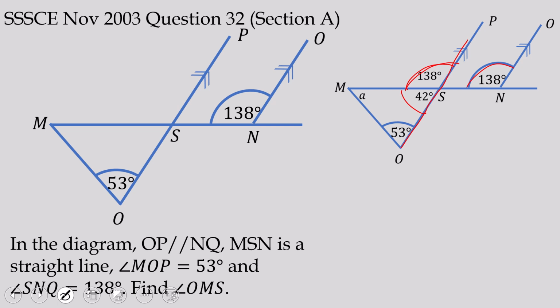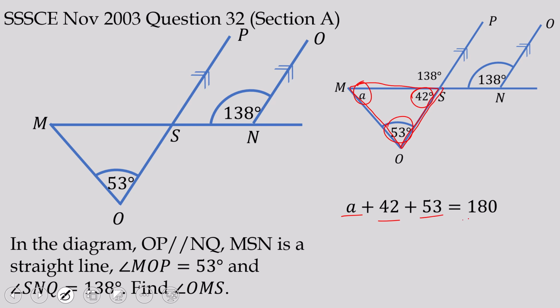So now from that, you realize that I have a triangle. So this is a triangle over here. Now from this triangle, we know that the sum of the interior angles of a triangle is equal to 180 degrees. So meaning A plus 42 plus 53 is equal to 180. That is the sum of the interior angles of a triangle.